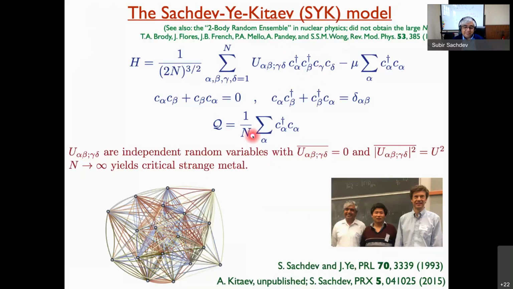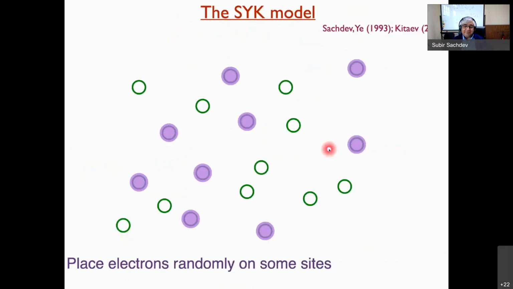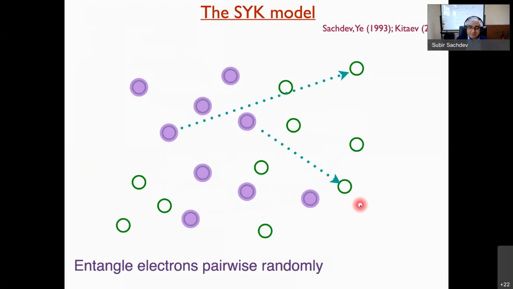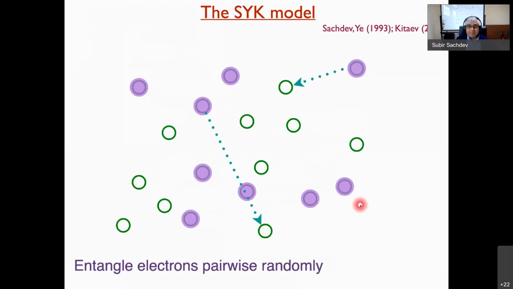So just to show you the picture, here's the n sites. You occupy them with fermions, and then now a pair of fermions can move from here to there, or vice versa, and that process has an amplitude u alpha beta gamma delta, and that's just a random number, and so on. So any pair can hop anywhere, and that's what's today sometimes called a complex SYK model. Complex because I'm not dealing with Majorana fermions.